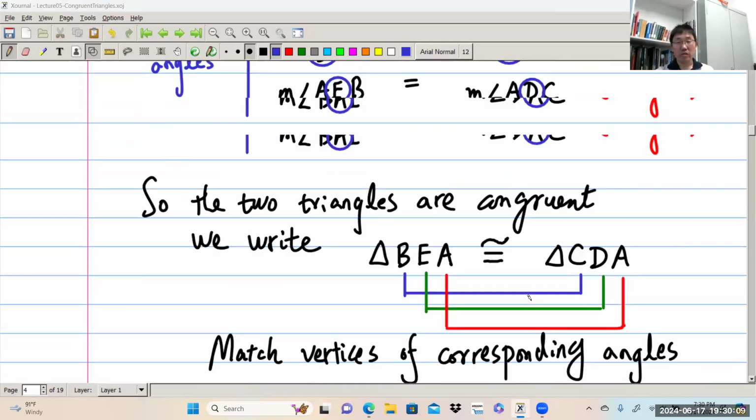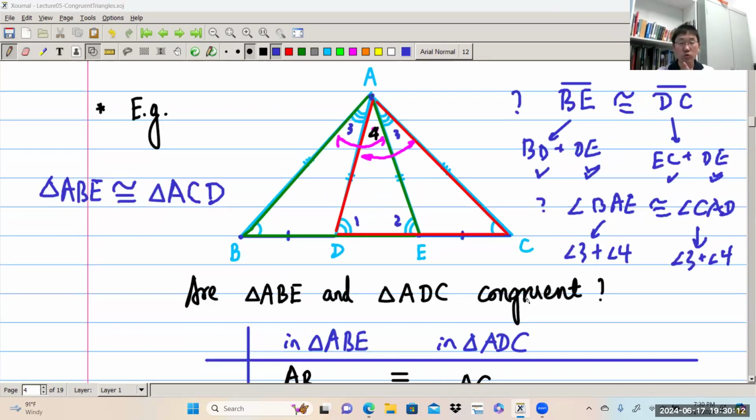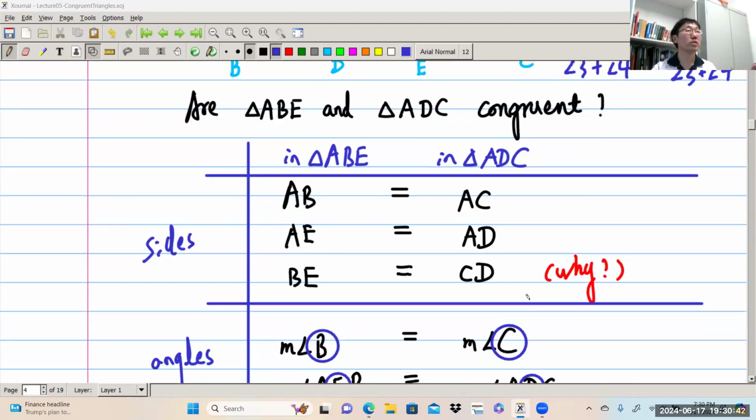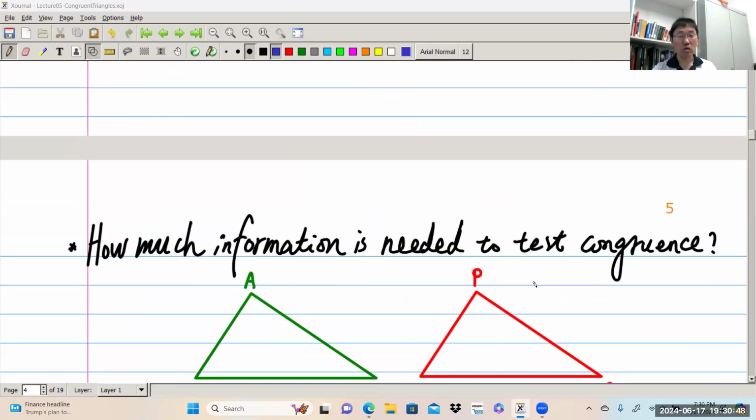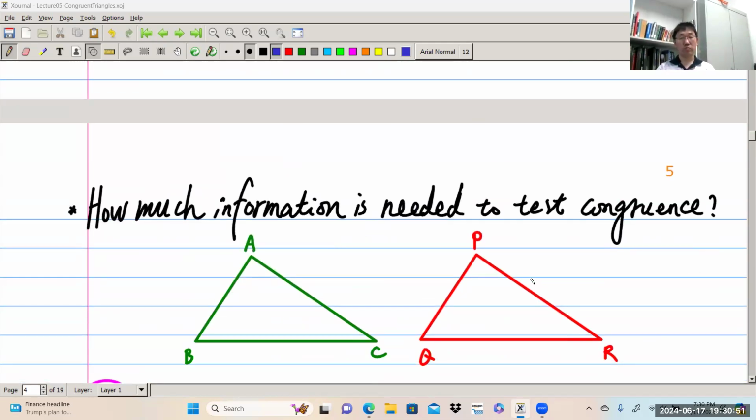Now, as you can see, in order to show that these two triangles are congruent, I have shown all three angles of one triangle are congruent to all three angles of the other triangle. I also have shown all three sides of one triangle are congruent to all three sides of the other triangle. That's a lot of work, because I have to establish 6 congruence relationships. That's very time consuming. So do we really need to show all these congruences to prove the two triangles are congruent? How much information do we need to test the congruence?